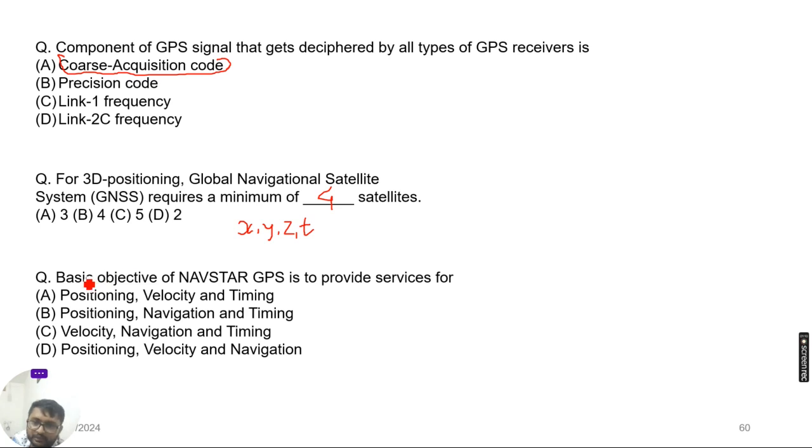Then we have the basic objective of Navstar GPS, which is to provide service for positioning, navigation and timing. So option number B.